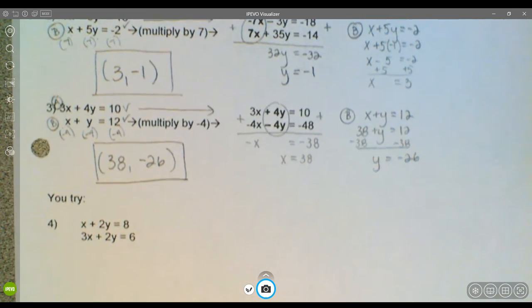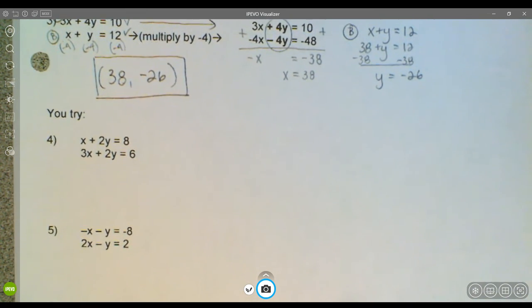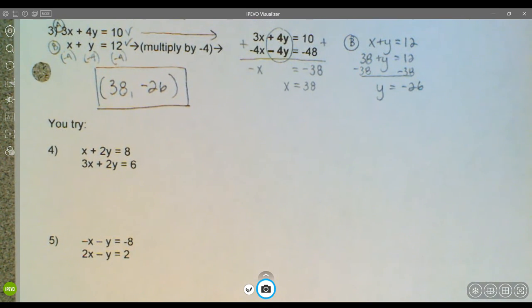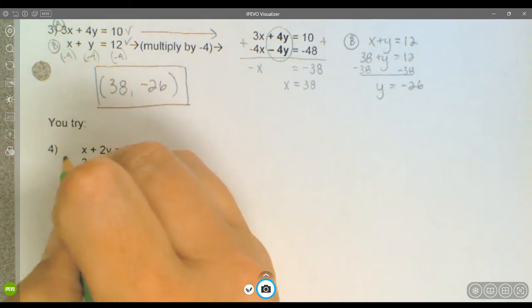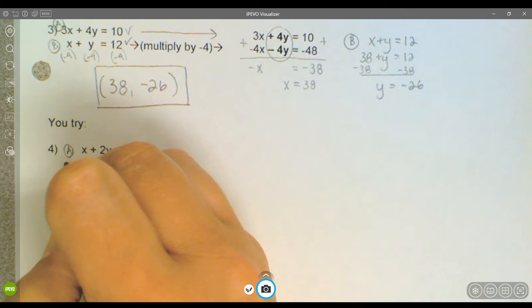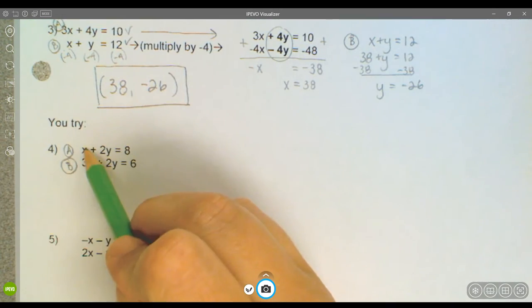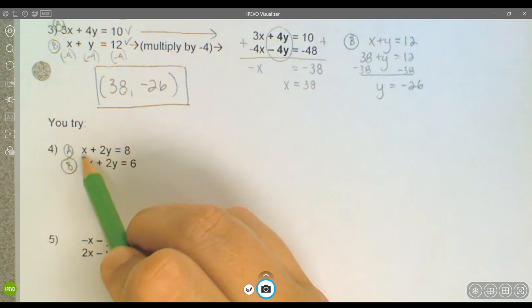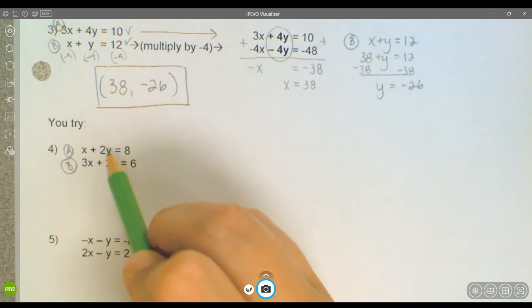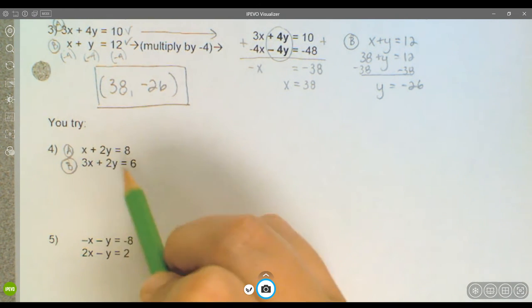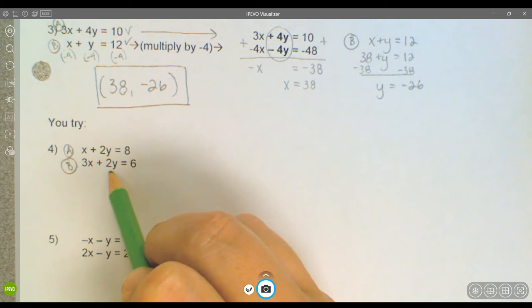And now let's try a few where I don't spell out what's eliminated. So when I look at these two systems, here's what I see. I see x versus 3x. Well, I could make this negative 3x. I have 2y versus 2y. What if I make this negative 2y?